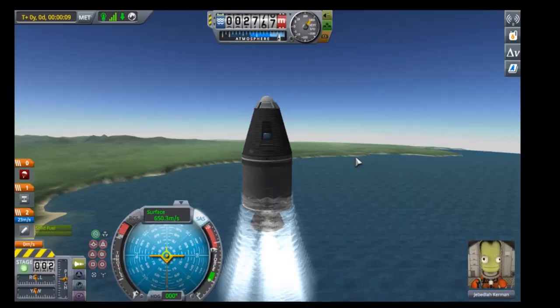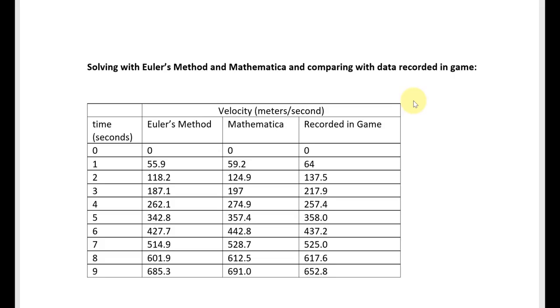I'm pretty pleased with that result. It's matching very closely what happened in the game, so I think we have a very accurate mathematical model for the launch of this solid rocket booster.